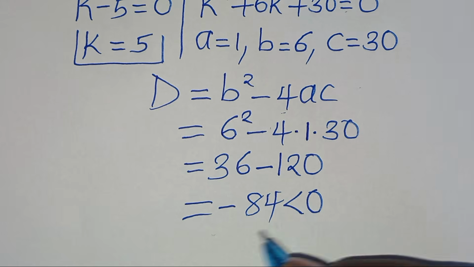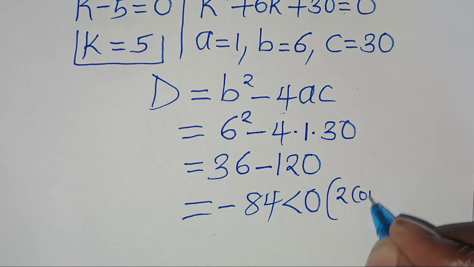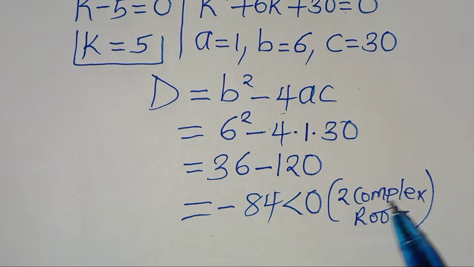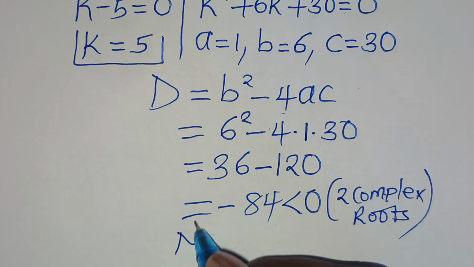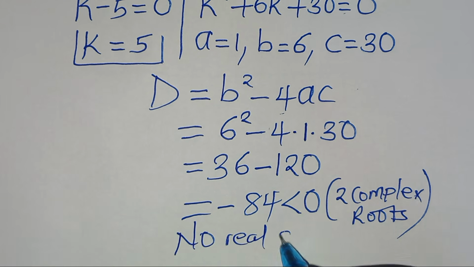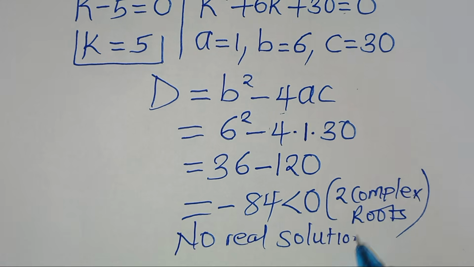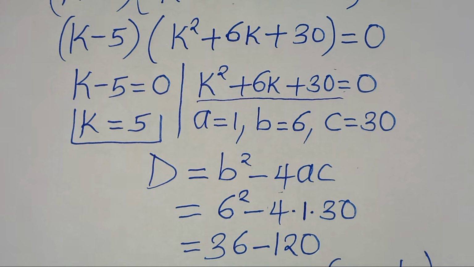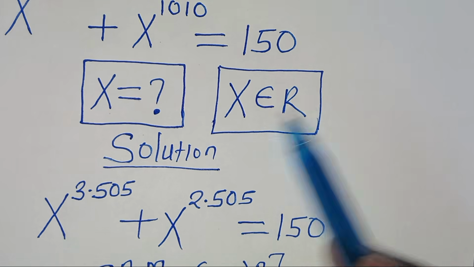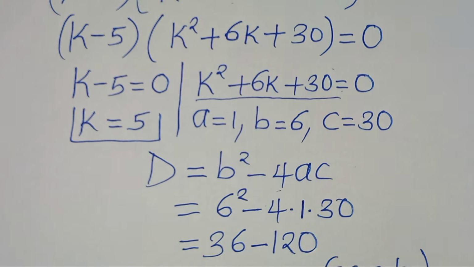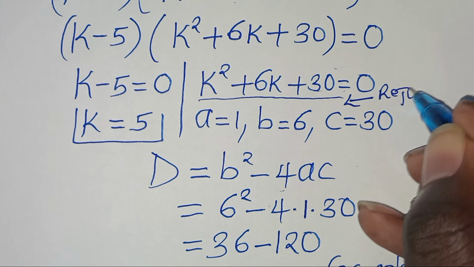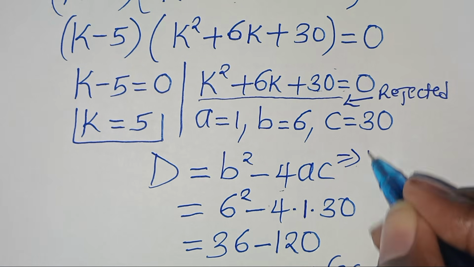So what this means is that we have two complex roots, and therefore this indicates that there is no real solution that can be obtained from this quadratic equation. And given that the value of x here is an element of real numbers, this indicates that this quadratic equation is rejected.